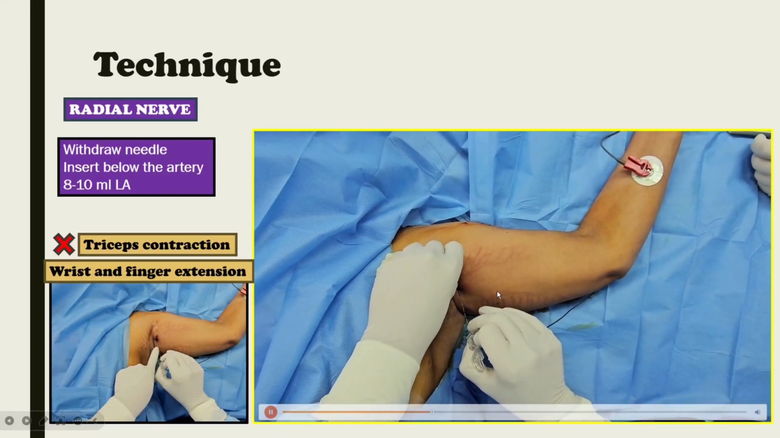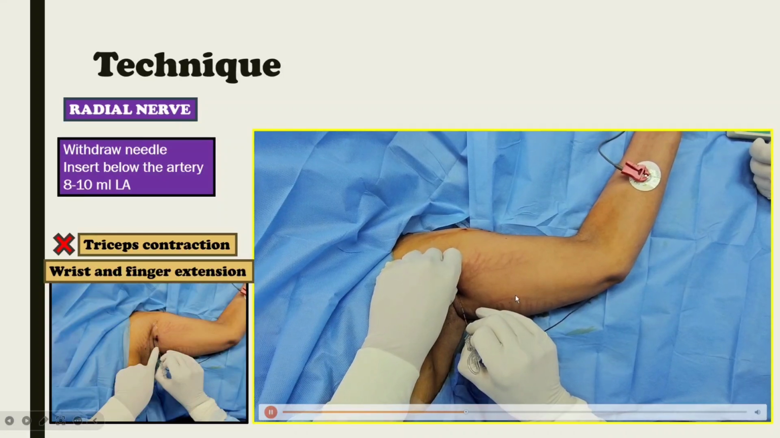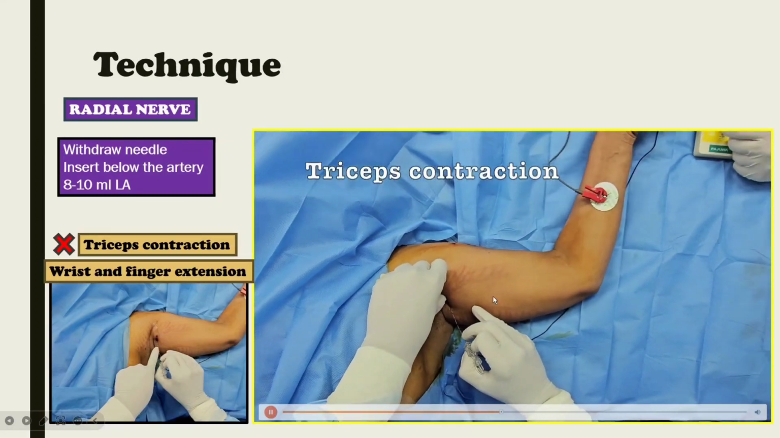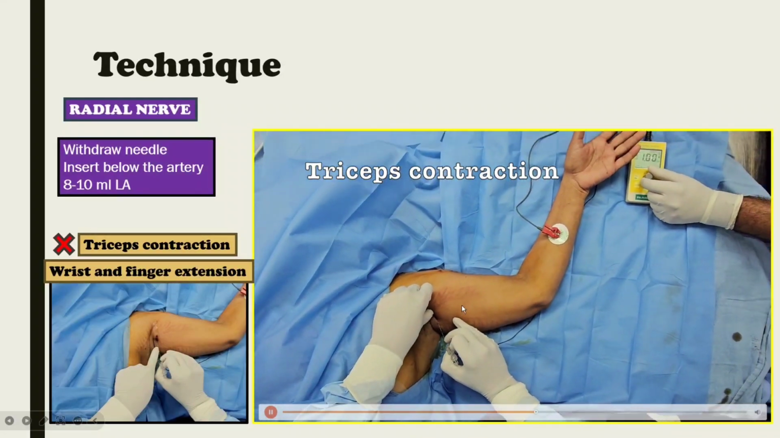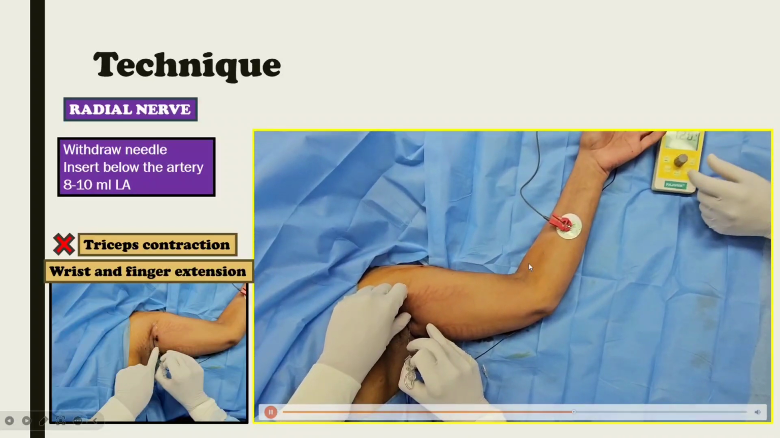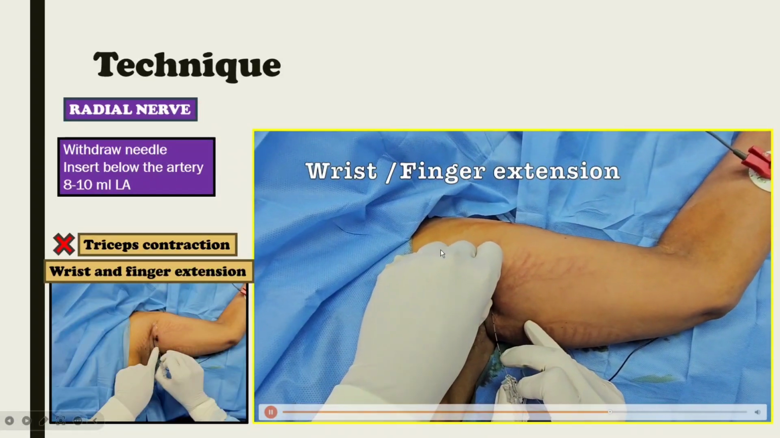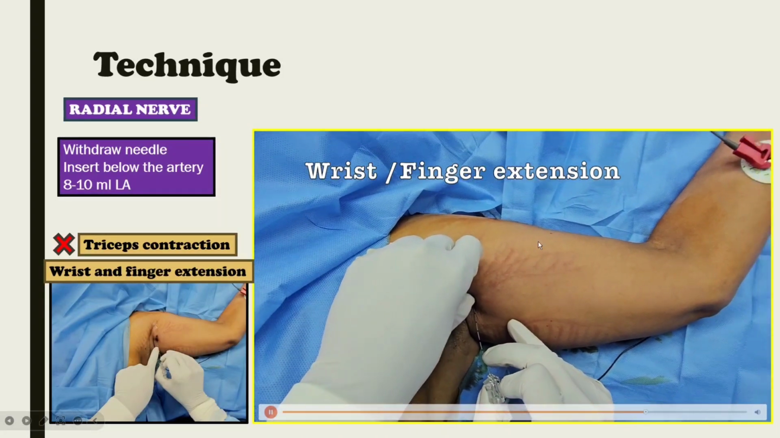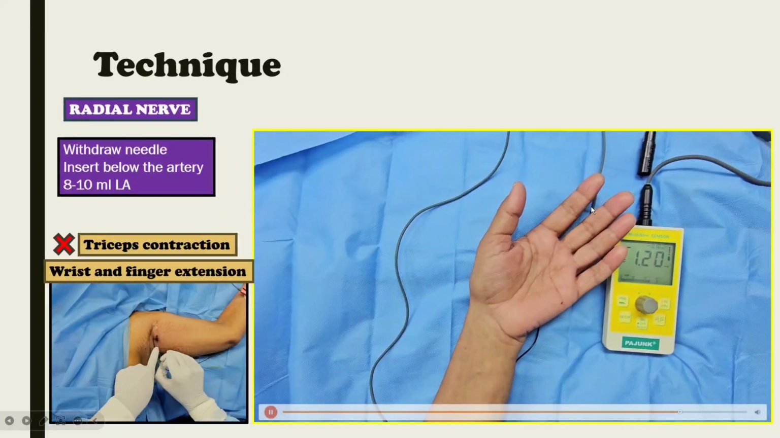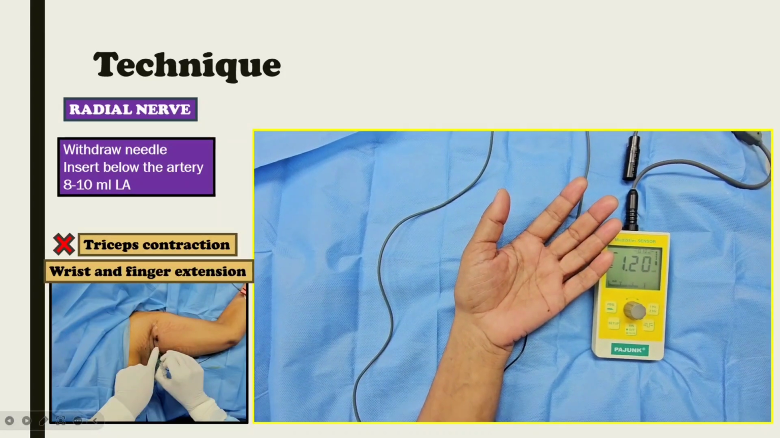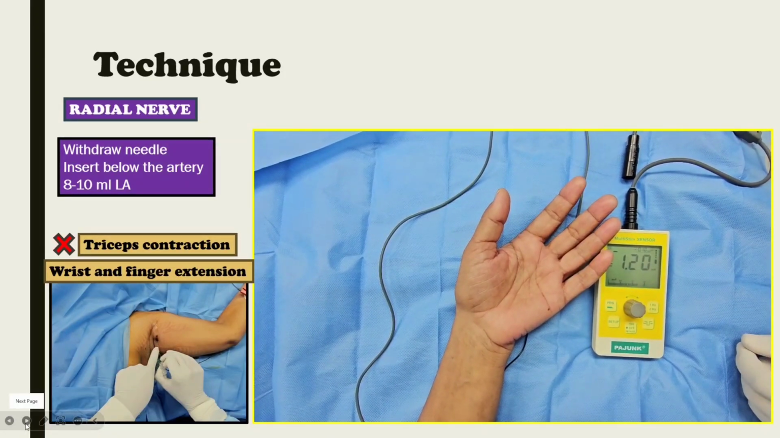If you're getting a triceps response, you should not accept it. Rather, redirect your needle deeper and look for wrist and finger extension. This response should be accepted, and then slowly decrease the current and deposit around 8 to 10 ml of local anesthetic at this area.